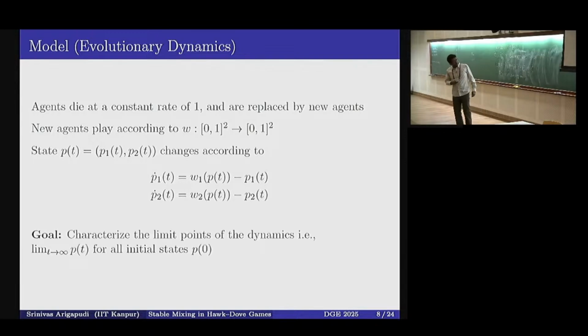Now, the goal is to characterize the limit points of these dynamics. So what we do is we run these dynamics and then see firstly whether this converges, and if it converges, does it converge to a Nash equilibrium or not. And clearly, the function which I have here will depend on the dynamic which I'm going to study.